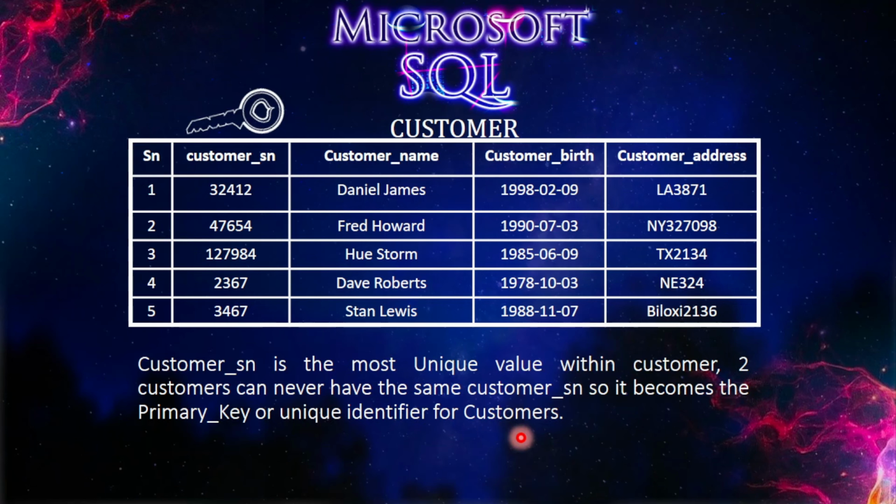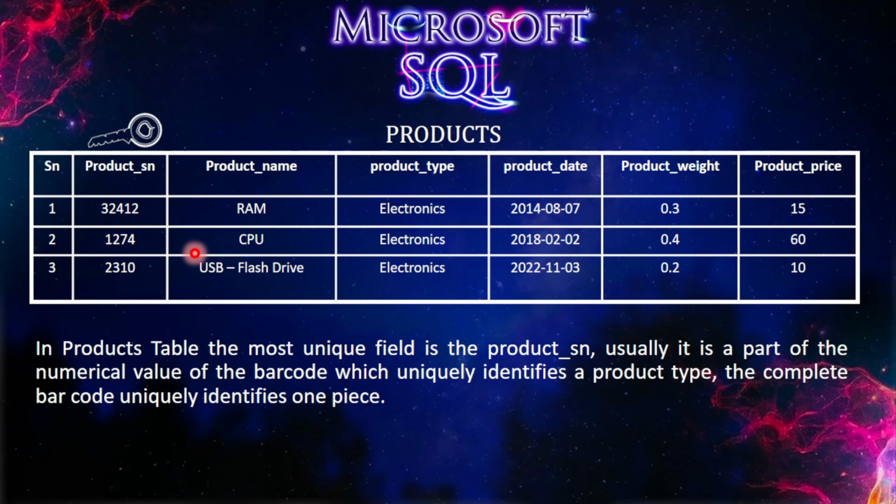In the customer table, serial number is the most unique value within the table. Two customers can never have the same customer serial number, so it becomes the primary key or unique identifier for customers. In the products table, the most unique field is product serial number. Usually, it is a part of the numerical value of the barcode which uniquely identifies a product type. The complete barcode uniquely identifies one piece, of course, instead of one type of products.